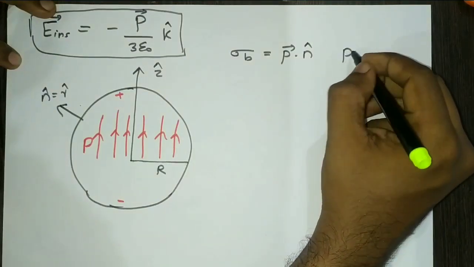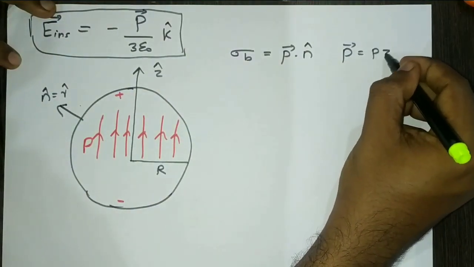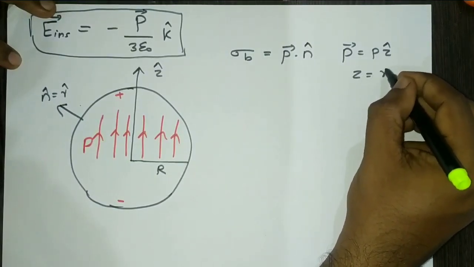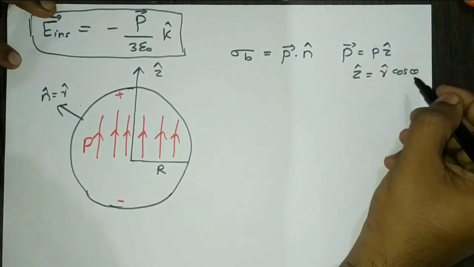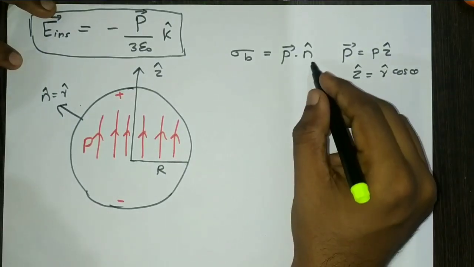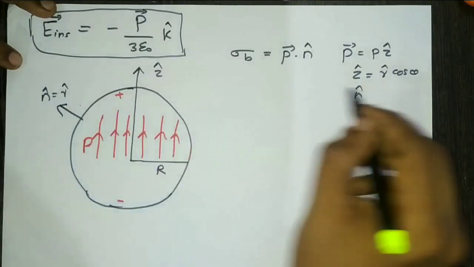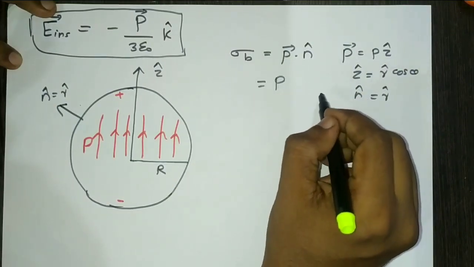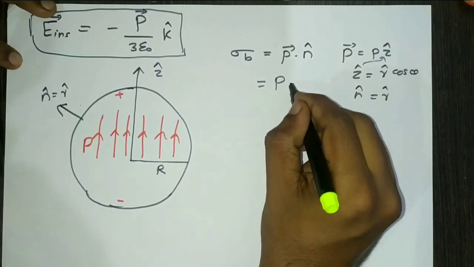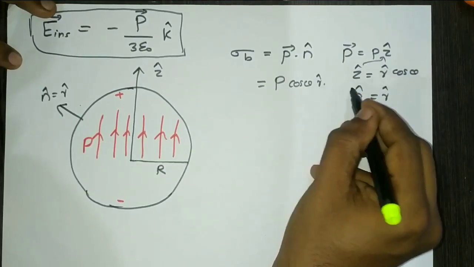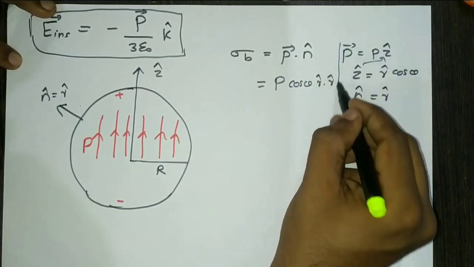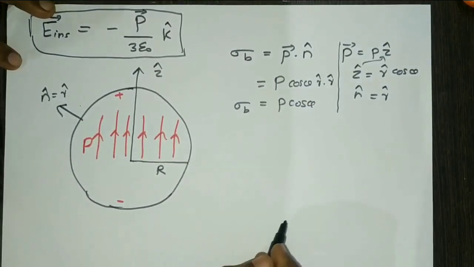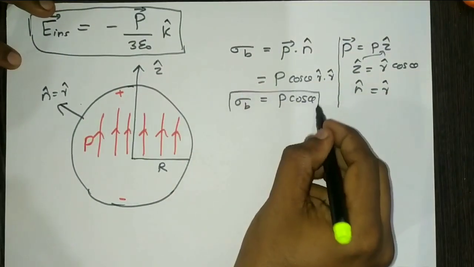This polarization P is along the z direction. This z coordinate in spherical polar coordinates can be written as r cos theta, and since n cap is along the r direction, let us write r cap. If I substitute z here, P cos theta r dot, this n cap can be replaced by r cap. This is nothing but P cos theta, that is the surface bound charge density.